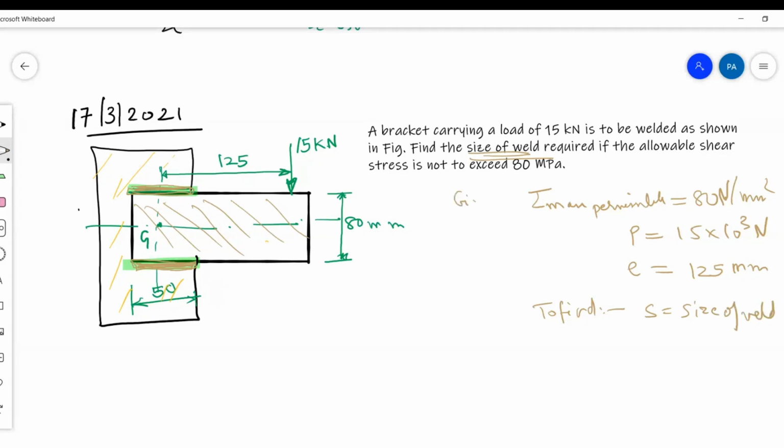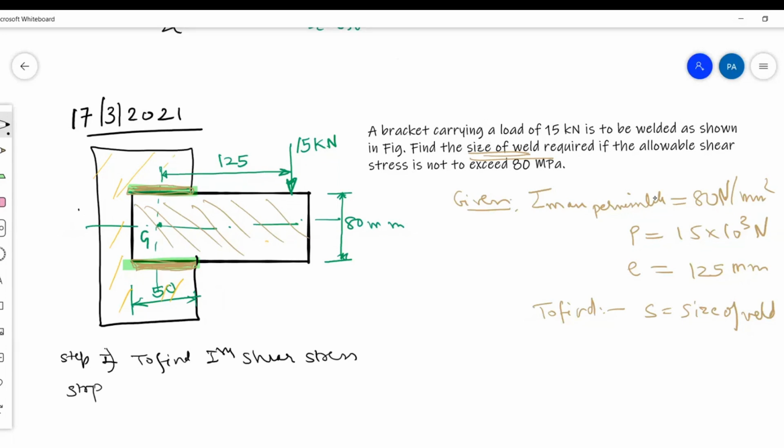And this thing is given. Okay, what are the steps? Step 1 is to find the primary shear stress.